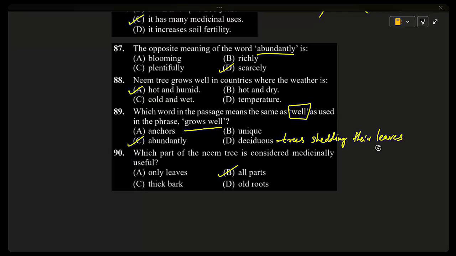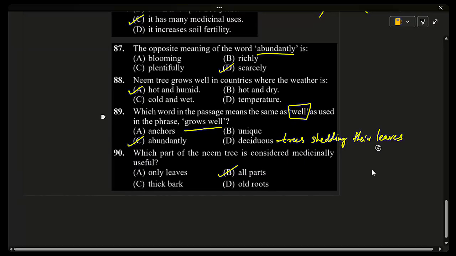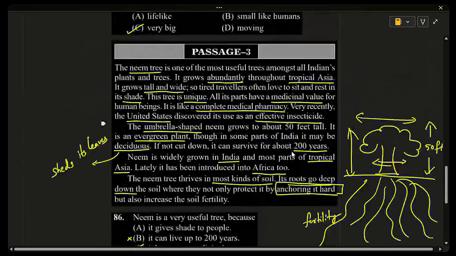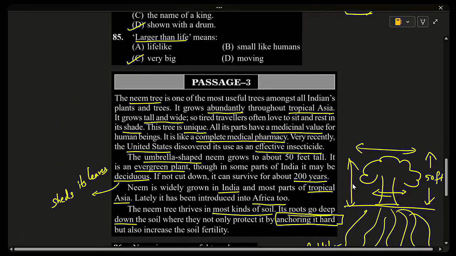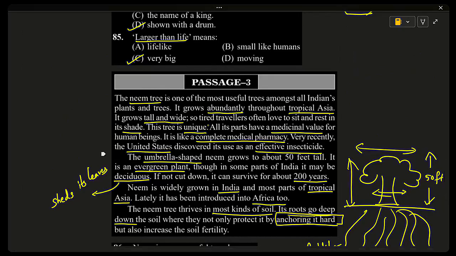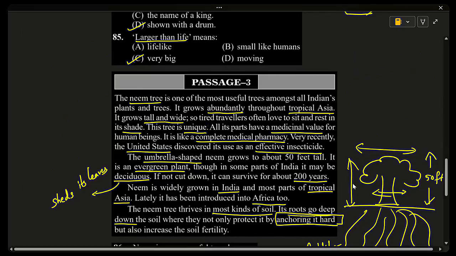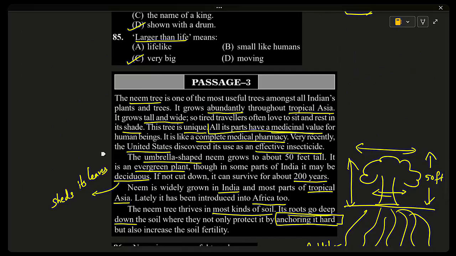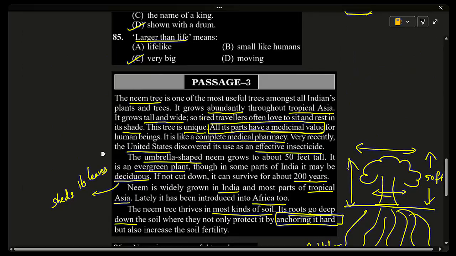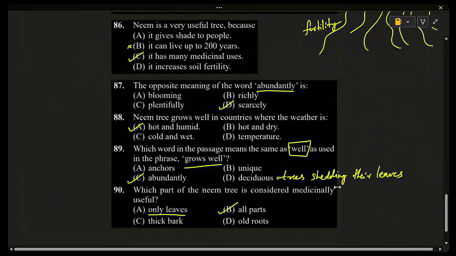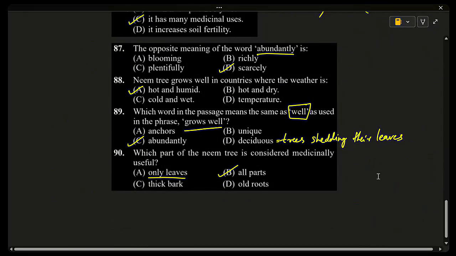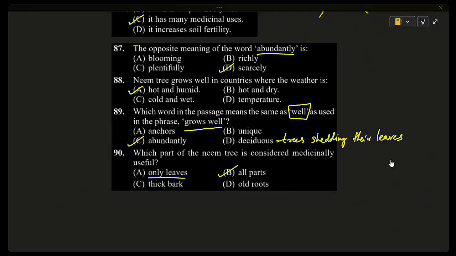Sir, 90. Why not A? They said only leaves, but in the passage you can see other than leaves, the remaining parts are also useful, no? It grows abundantly in tropical regions. See, all its parts have medicinal value. Yes, sir, but they mention only leaves. That is wrong. Okay, sir.